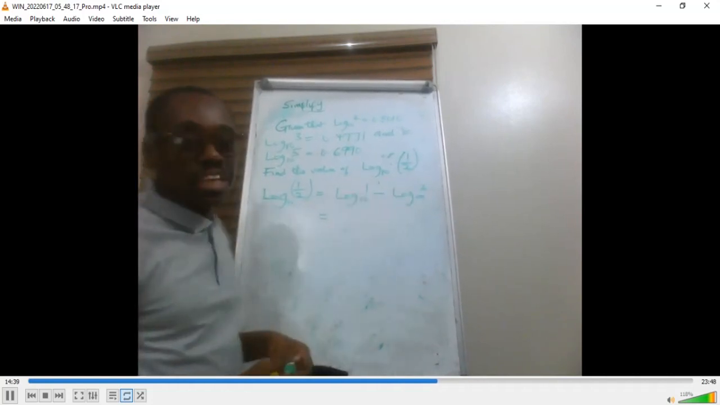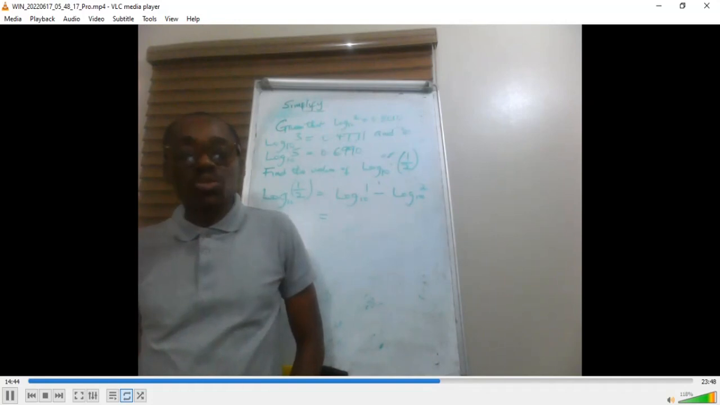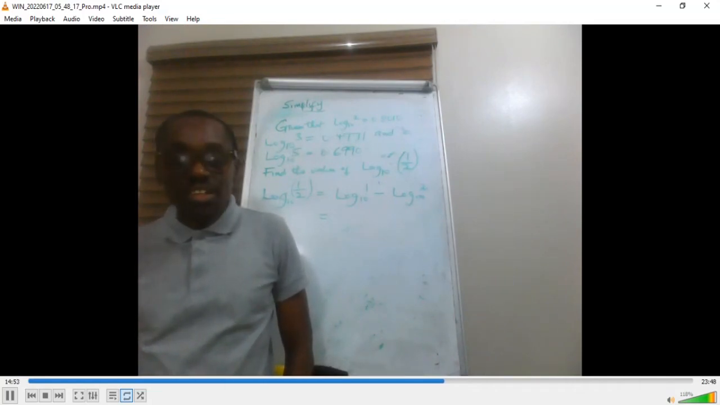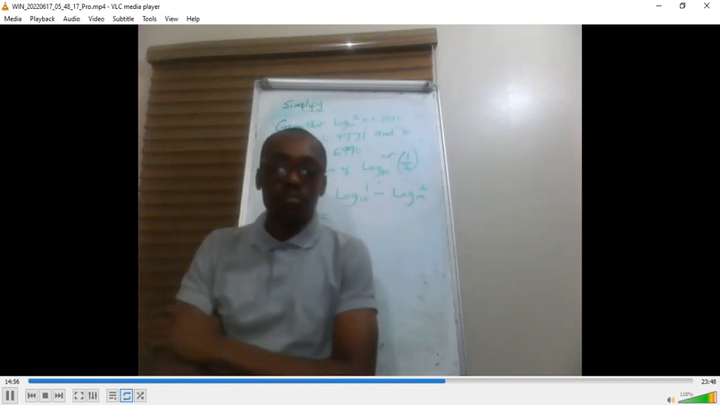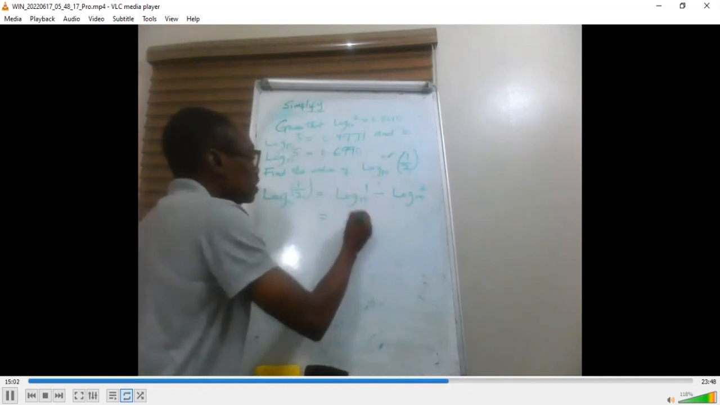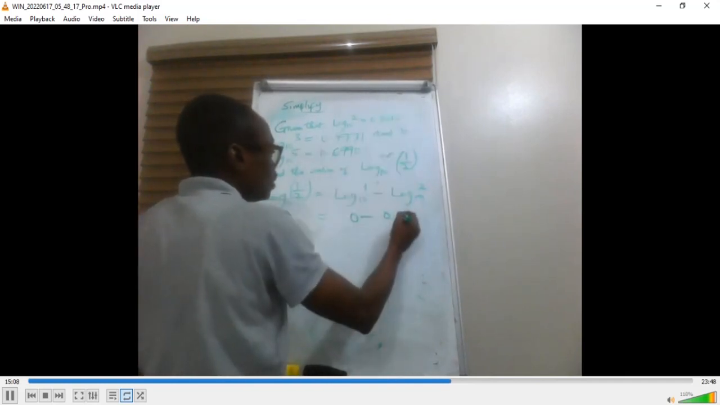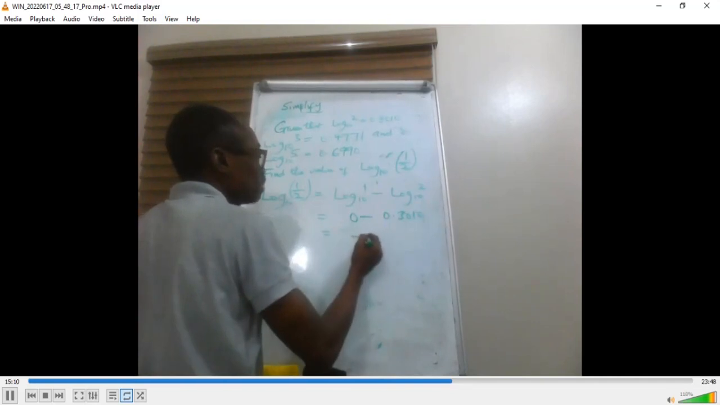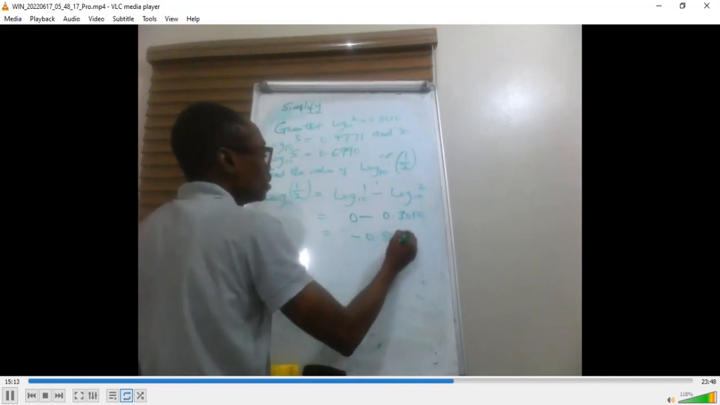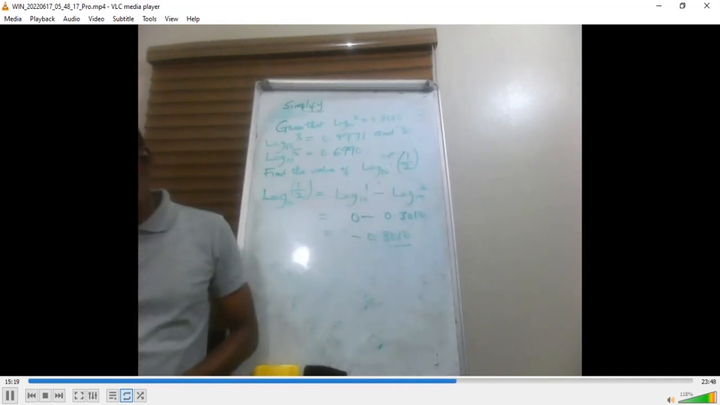So what is log of 1 to base 10? In our first class on logarithm, where I gave you the rules of logarithm, I said that the log of 1 to any base is what? Can you guess? Okay? I said that the log of 1 to any base is 0. So the log of 1 to base 10 is 0. Log of 2, this is 0.3010. So final answer is minus 0.3010. That is the log of half to base 10. That's the final answer there. Okay?